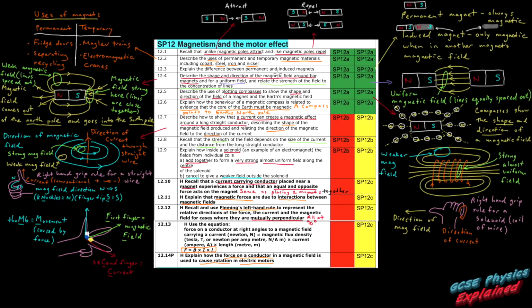Explain the difference between permanent and induced magnets. So a permanent magnet is always magnetic. Well, that's easy, isn't it? It's always got a magnetic field around it. But an induced magnet is only magnetic when in another magnet's magnetic field. So if you just had a piece of iron, it wouldn't have its own magnetic field. But if you put that piece of iron next to a magnet, it'll gain its own magnetic field from the permanent magnet. So the permanent magnet goes north-south. The induced magnet would also be north-south. So make sure you do the north next to the south.